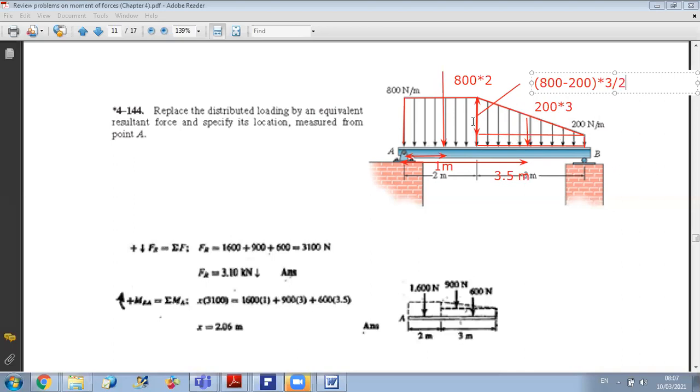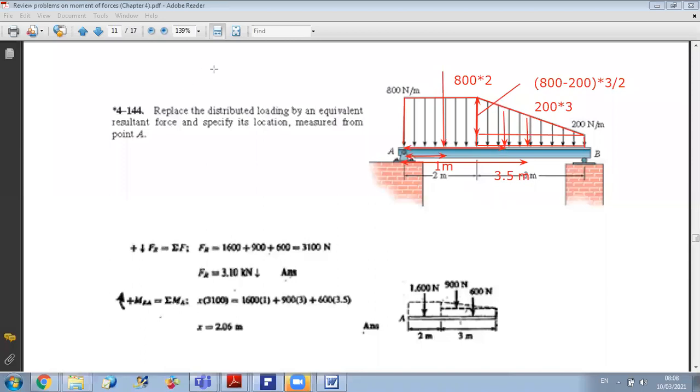Now we know that a triangular load has a centroid at 1/3 from the base. Okay, so the point of application of this force should pass by the centroid of the triangle, which is at 1 meter from this base. So from A, it will be at a distance of 2 plus 1 equals 3 meters.